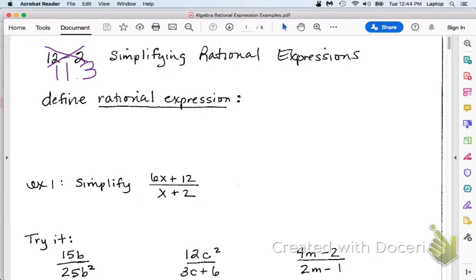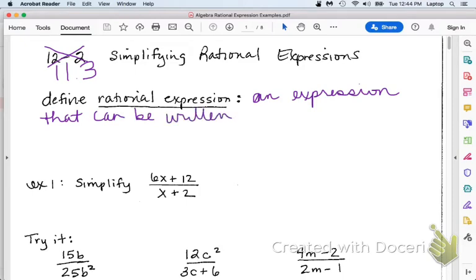So to define a rational expression, we want to call this an expression that can be written in this form. So the form is going to be polynomial over polynomial. Okay, so the numerator and the denominator.